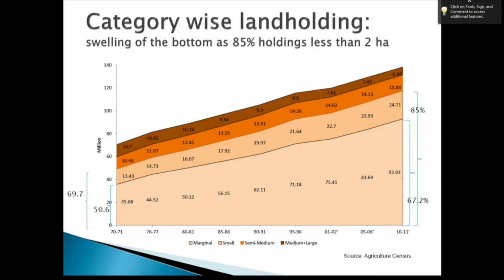We have four bigger headings where we define our land holdings: marginal, small, semi-medium, and medium and large. By marginal, I mean less than 1 hectare. Small will be 1 to 2 hectares. Semi-medium is 2 to 4. And then going forward is medium to large. In 1970-71, 70% of our land holdings were small and marginal. Today they are 85%. Close to 95%, we are less than 4 hectares. So this is how we are saying that the bottom line has been swelling.